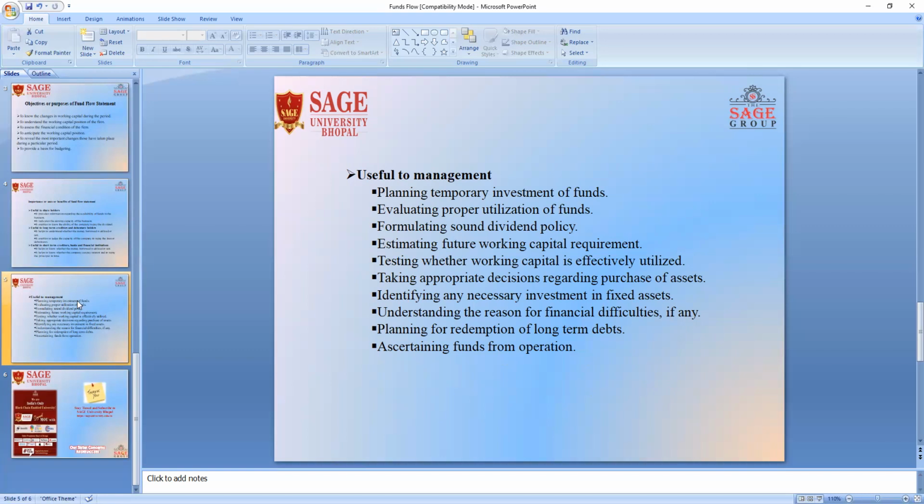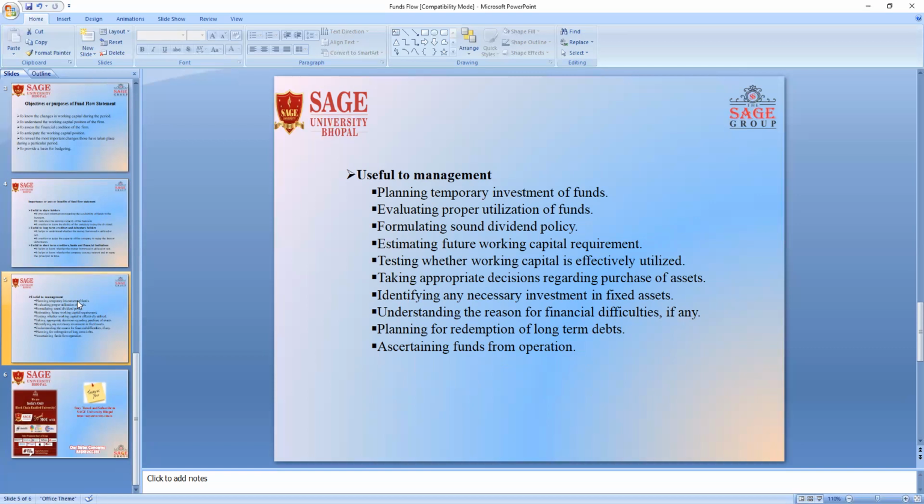Hence, we have the information relating to the past 2 years of data. We can have the budgeting of this, testing whether working capital is effectively utilized or wasted, taking appropriate decisions regarding purchase of assets for the future, identifying any necessary investment in fixed assets, and understanding the reason for financial difficulties, if any, and planning for redemption of long-term debts, and ascertaining funds from operation. So these are all the benefits of funds flow statement, which is useful to management.